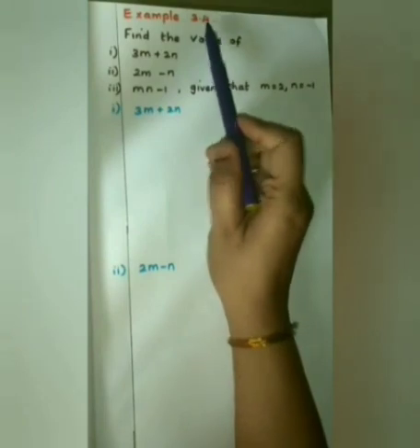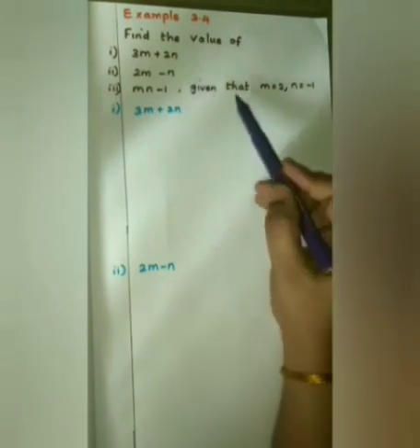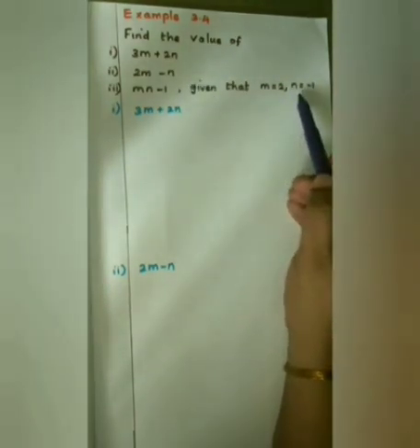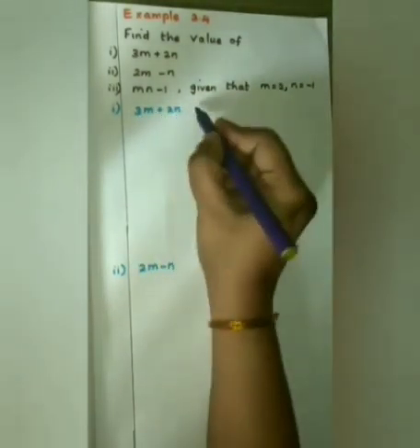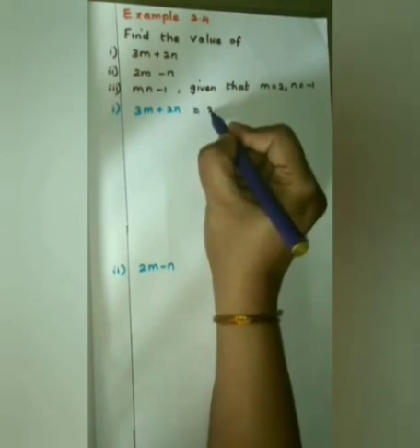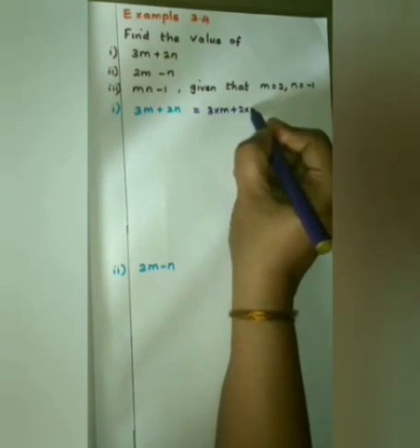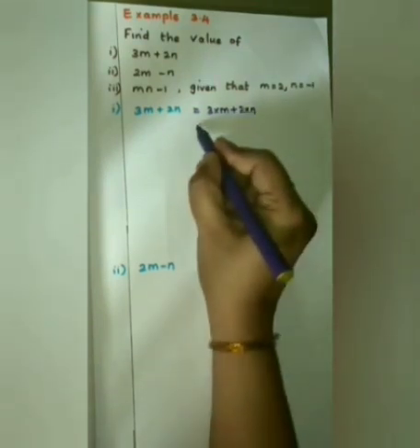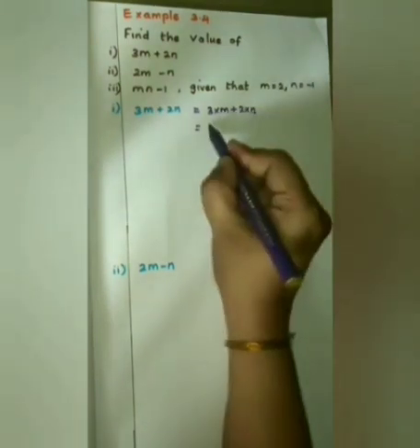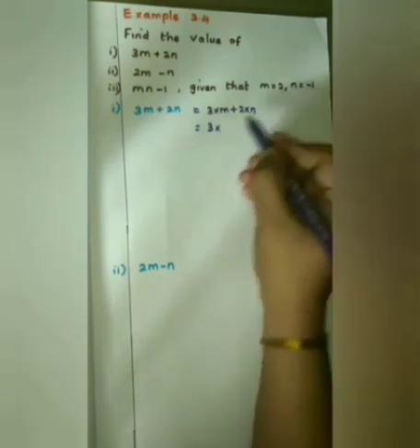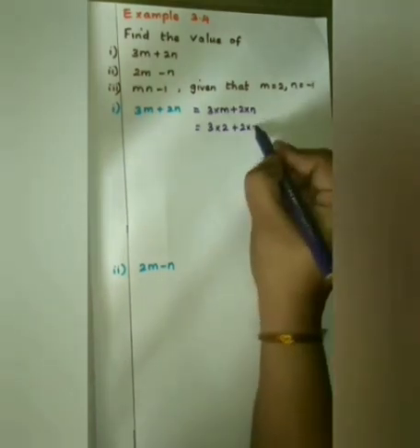Example 3.4. We are going to find the value of three algebraic expressions where the values of the variables m and n are given. So first subdivision, 3m plus 2n, and this can be written as 3 into m plus 2 into n. Next step, you substitute the values for the variables. 3 into, the value of m is 2 and the value of n is minus 1.